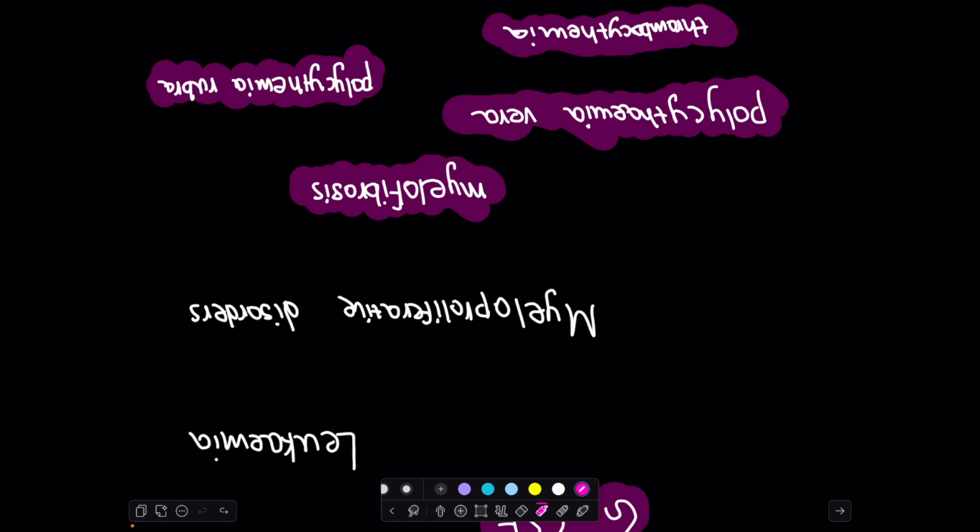For the names, myelofibrosis comes from myelo, marrow, and fibrosis, scarring, directly describing the scarred bone marrow that disrupts hematopoiesis. Essential thrombocythemia means essential, primary, not caused by another condition.